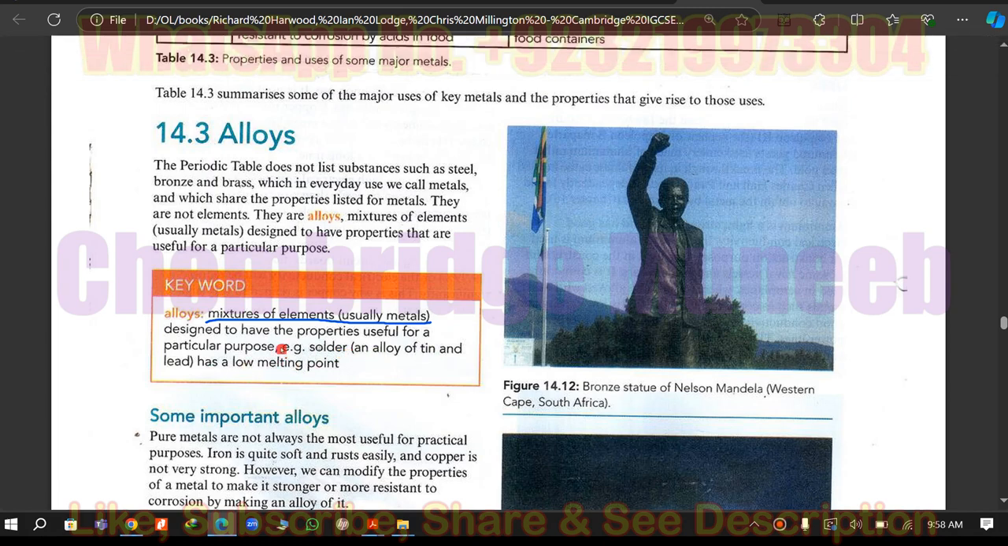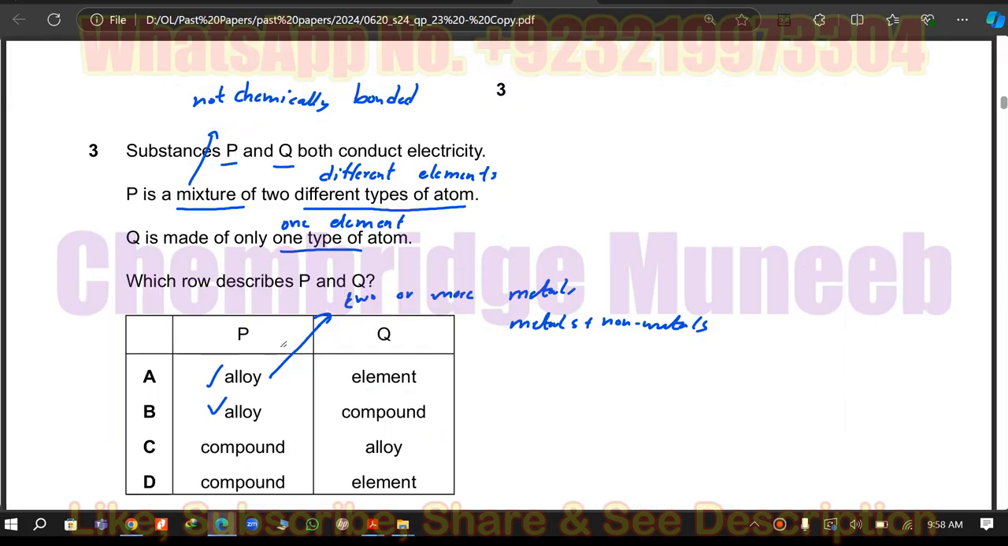So that's how we can identify that the given substance P is an alloy, and in the column of Q we need to find which one is the right one, element or compound. It says that it is made up of only one type of atom, which means it is made up of only one element. So because of this we cannot say it is a compound, instead we will only say it is an element. Q is an element, not a compound.